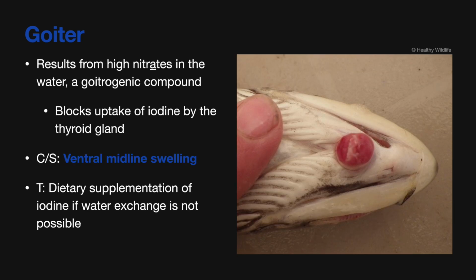Goiter in fish results from high nitrates in the water, which is a goitrogenic compound. Nitrates block the uptake of iodine by the thyroid gland, resulting in thyroid hyperplasia. The main clinical sign that you see is ventral midline swelling. Treatment involves dietary supplementation of iodine if water exchange is not possible.